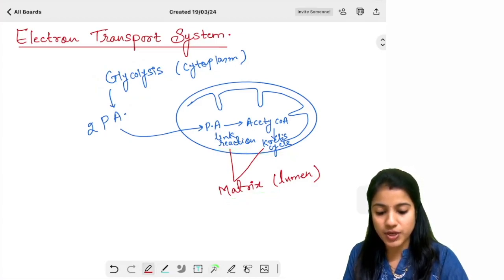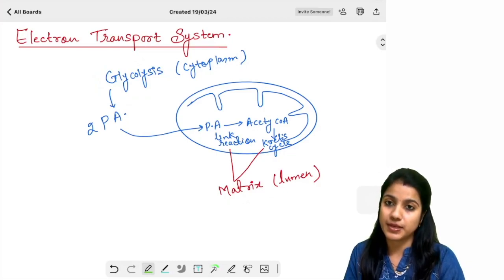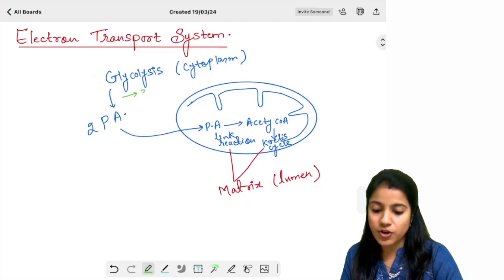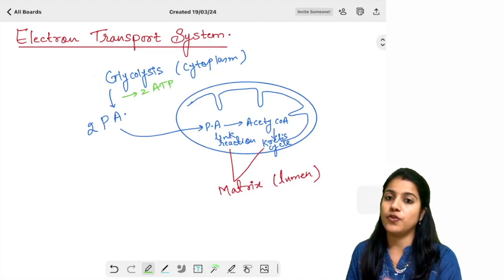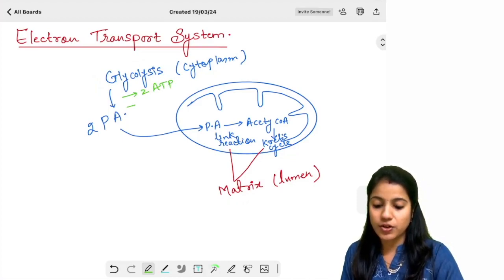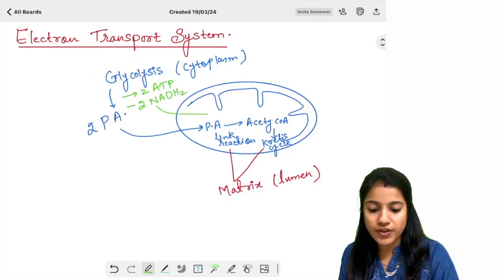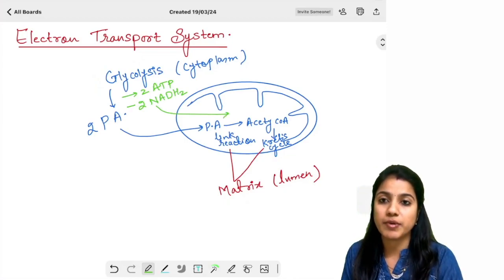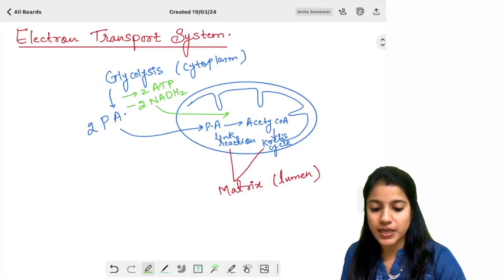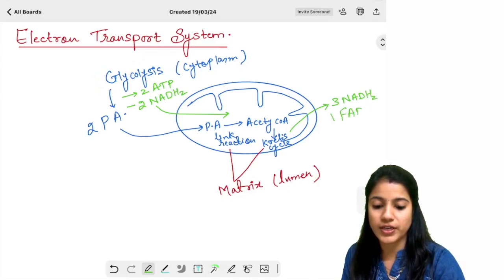Now, whatever products we got from glycolysis and Krebs cycle. From glycolysis, we got net 2 ATP molecules that will be useful for other metabolic reactions, and we got 2 molecules of NADH2. These 2 molecules of NADH2 will enter into the mitochondrial matrix. From Krebs cycle we got 3 molecules of NADH2 and 1 molecule of FADH2.